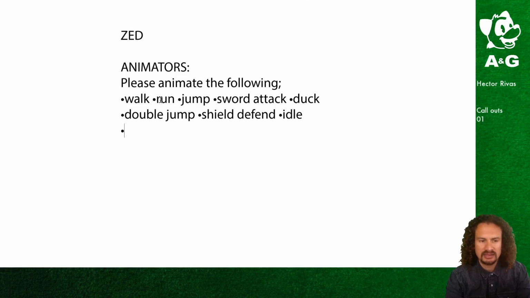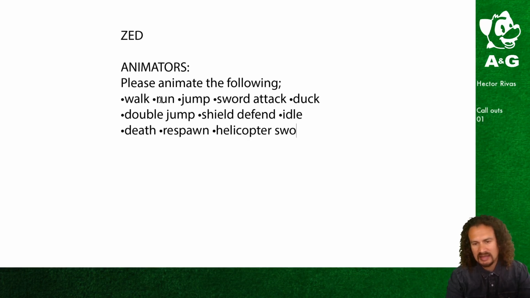What about a death cycle, like when it gets killed? And if you have a death cycle, what about when it respawns, like when it comes back? And if you have a specific attack, I don't know if you want to call it a helicopter sword attack, so when you press a two-button combination, it does this helicopter sword attack.